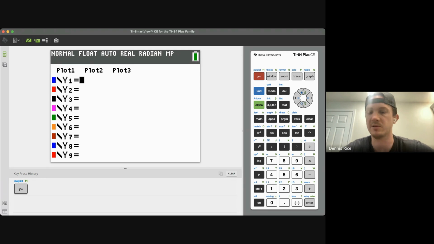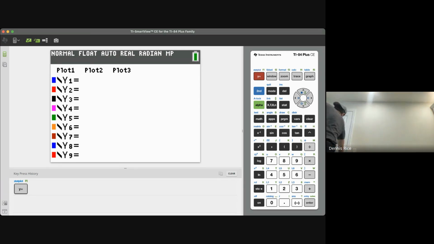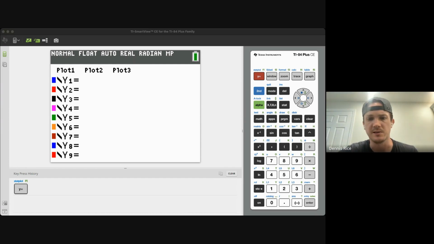So hit the y equals button. Sorry about that. And you'll get a screen that looks like this. Again, I hit the y equals button in the top left. It's red right now on the calculator, and you get this screen.